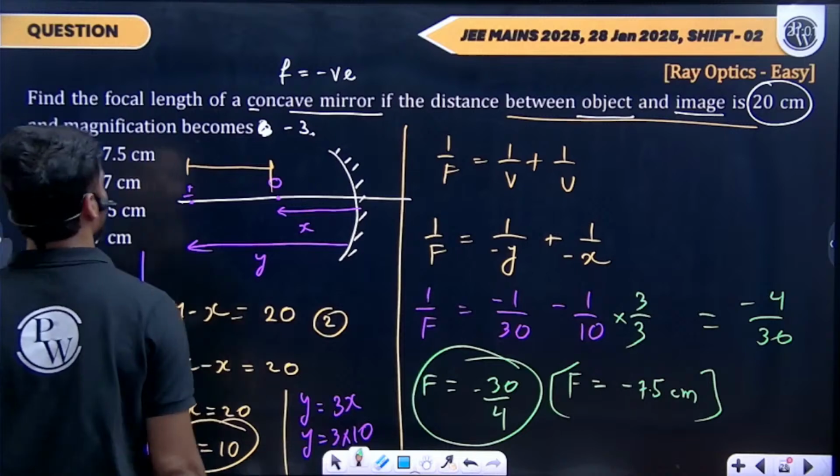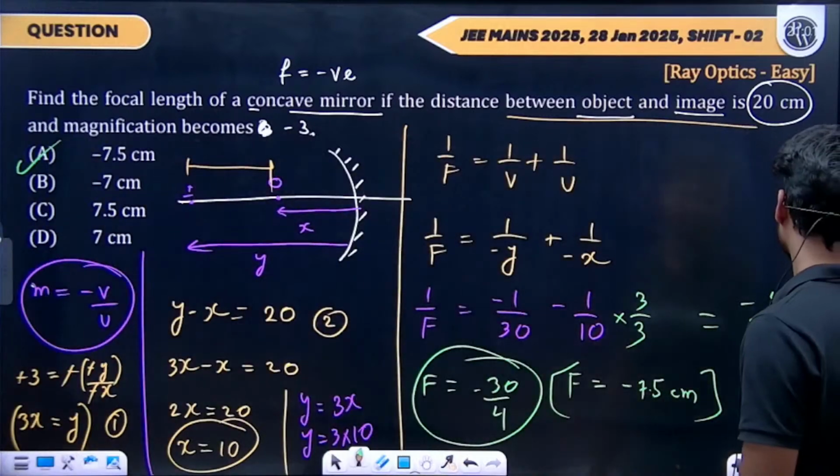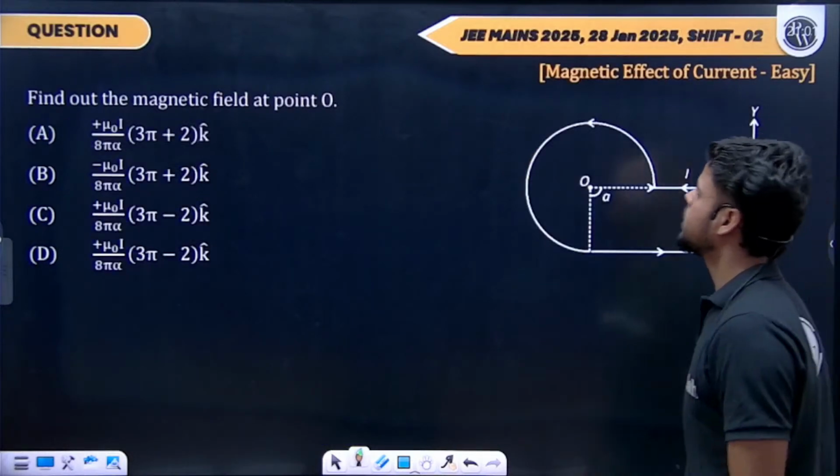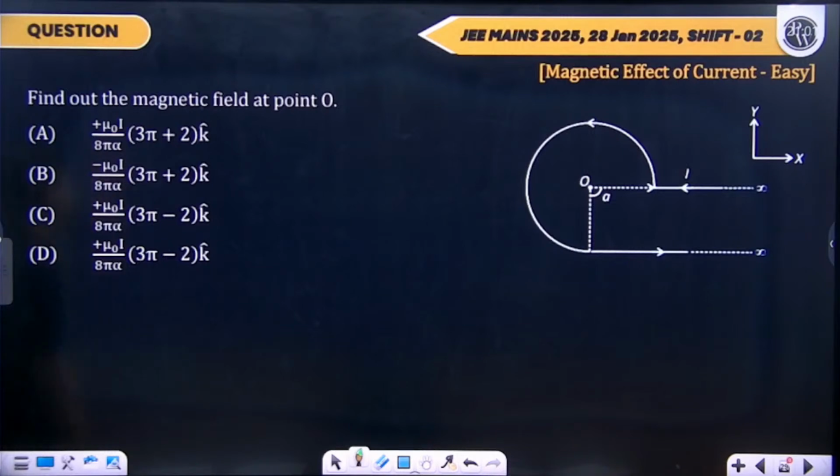So A option would be correct. Now moving to the next numerical. This numerical is from magnetic effect of current.